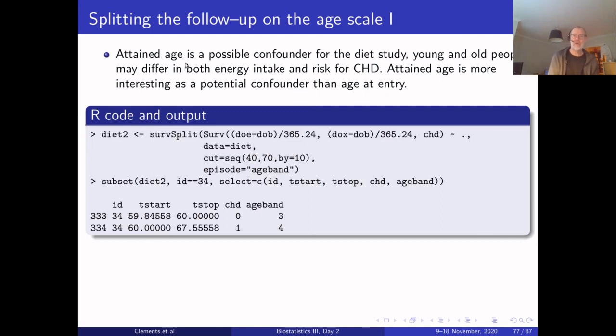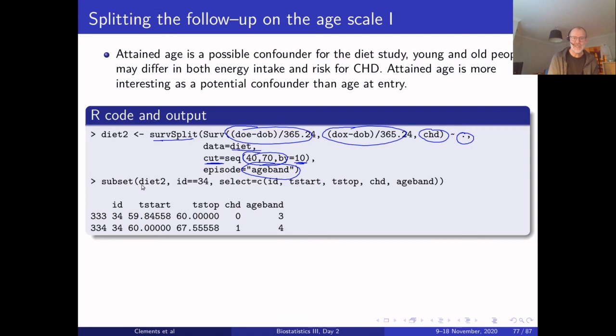So we could also split the follow-up on the age scale. What we do is survSplit for the diet data, creating something called age band, which would be 10-year age groups going between 40 and 70. So those are the cuts. And then we have the age at entry, age at exit, and the CHD. And the dot here says include all of the variables.